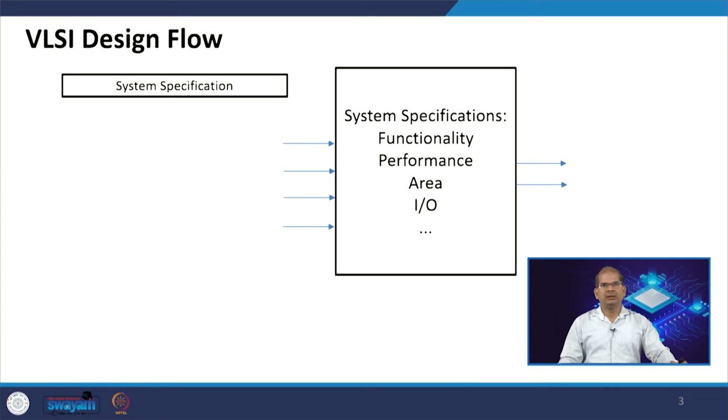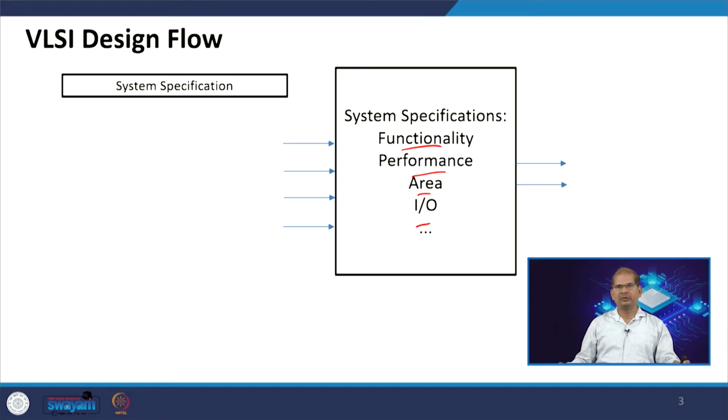So, the VLSI design flow: first we start with a system specification. How can we define the system specification? Basically the functionality, the performance, area and input output. For example, let us say we want to design a processor. The processor can be targeted for various applications. Let us say it will be used for a mobile or smartphone application, or it will be used for a general purpose system. If you look at a processor designed for a smartphone, power is one of the critical factors.